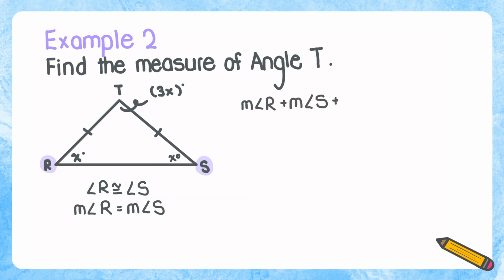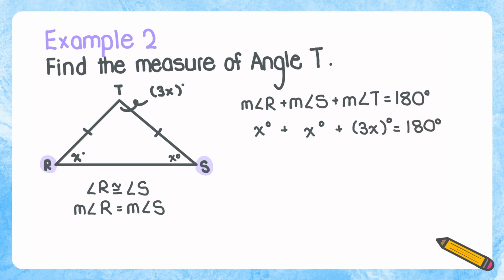So the measure of angle R plus the measure of angle S plus the measure of angle T equals 180 degrees. And let's fill in the information that we know. We have x degrees plus 3x degrees, that's the measure of angle T, equals 180 degrees. We can combine like terms. X plus 3x is 5x. So 5x degrees equals 180 degrees.